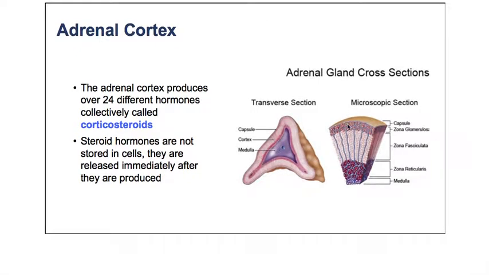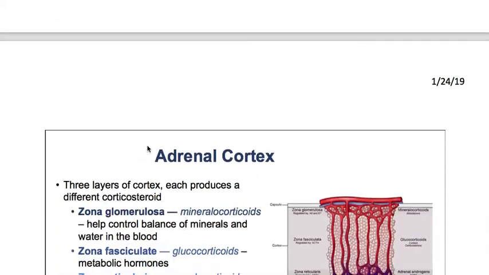The adrenal cortex has three separate sections to it. Each section is going to secrete different hormones. All of the hormones secreted by the adrenal cortex are called corticosteroids. Cortex, cortico, that's where we get the name from. And these are all going to be steroid hormones. That's why they're called corticosteroids. We have over 24 different hormones being produced by the adrenal cortex. We are only going to talk about three specific ones.